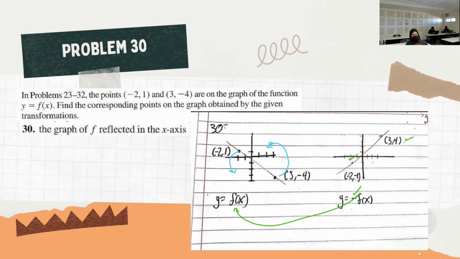Questions with this one? Remember, a reflection on the x-axis is equivalent to multiplying the y by -1. If this were a reflection on the y-axis, we would have multiplied the x by -1. Okay, good job. Thank you, Luis.